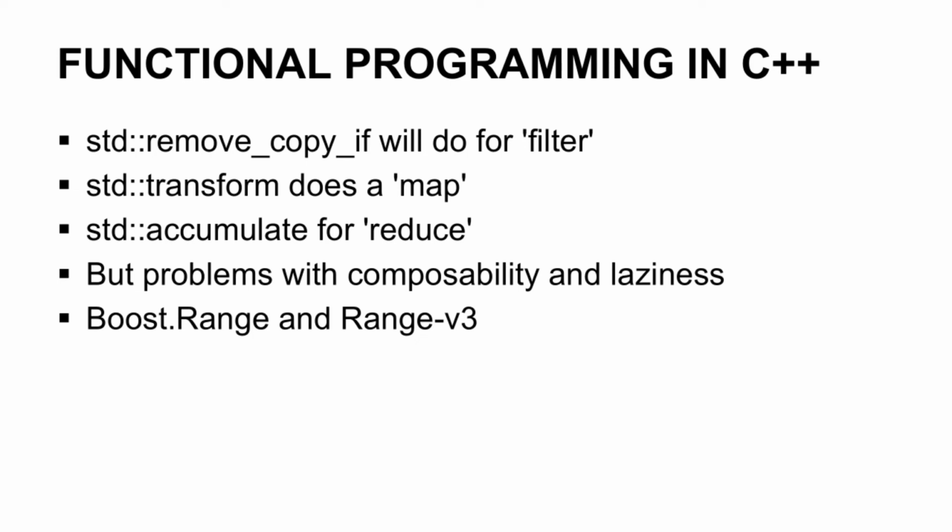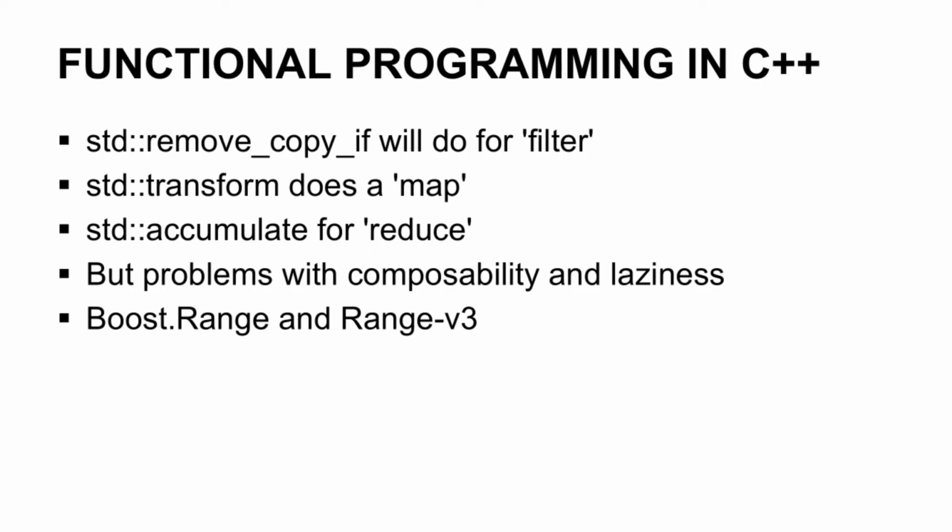remove_copy_if uses a predicate to remove items from a sequence, returns a new sequence, so that can be used for filtering. transform applies a function to each element in a range, returning a new range containing the transformed elements. This allows us to do map operations. And accumulate performs a reduce operation. The default uses the plus operator to sum a range, but an overload can use another binary function. C++17 will introduce a function called reduce, which is a more efficient version of accumulate.